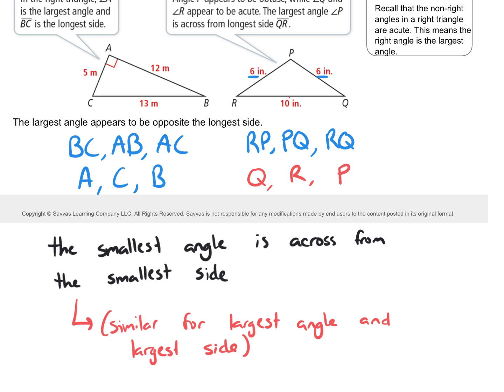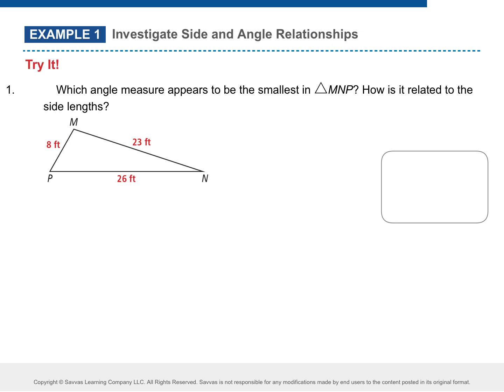Okay? So on example 1, it says, which angle measure appears to be the smallest in this triangle? What do you think? N. Clap once if you agree with N. Why is it N? It's across from that smallest side. Good. What would my biggest angle be in this one? It would be M because it's across from the biggest side. Yes, awesome.